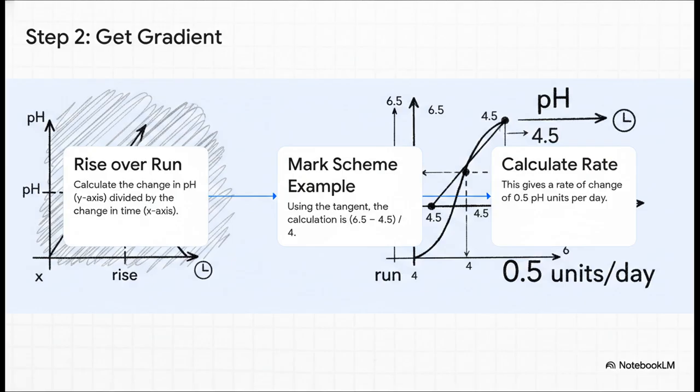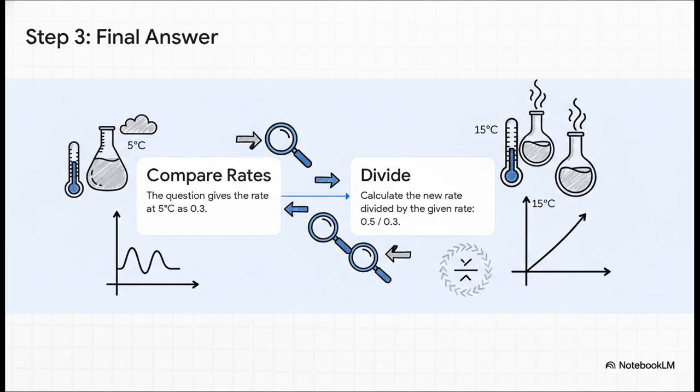The mark scheme's example tangent shows a change in pH of 2 over a time period of 4 days. That quick calculation gives a rate of 0.5, and that secures you the next 2 marks. Easy as that. So for the final mark, we have to actually answer the question, how many times faster is the rate?